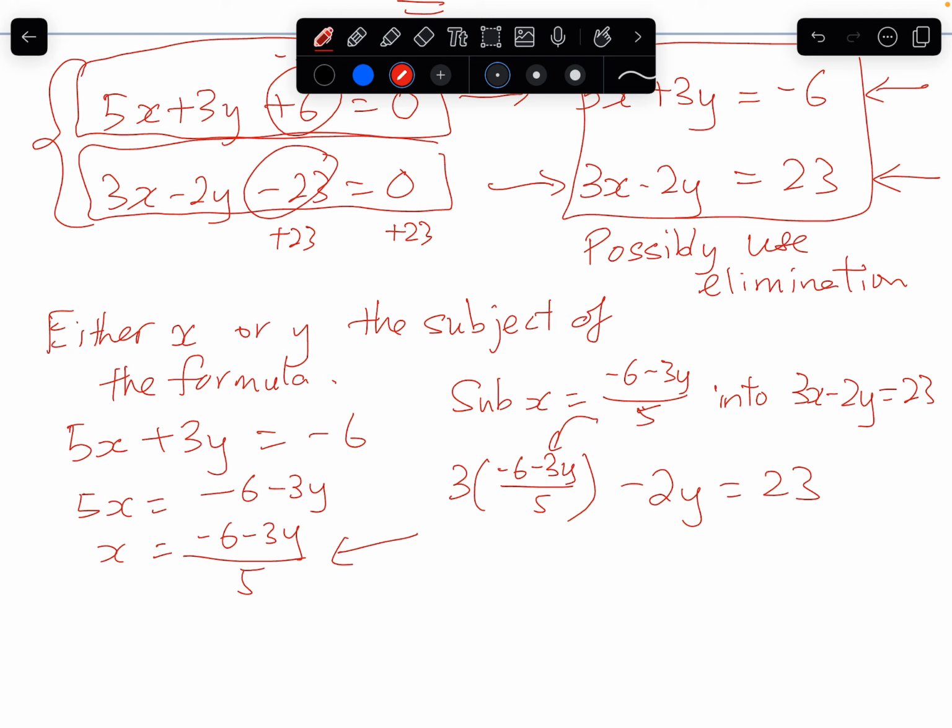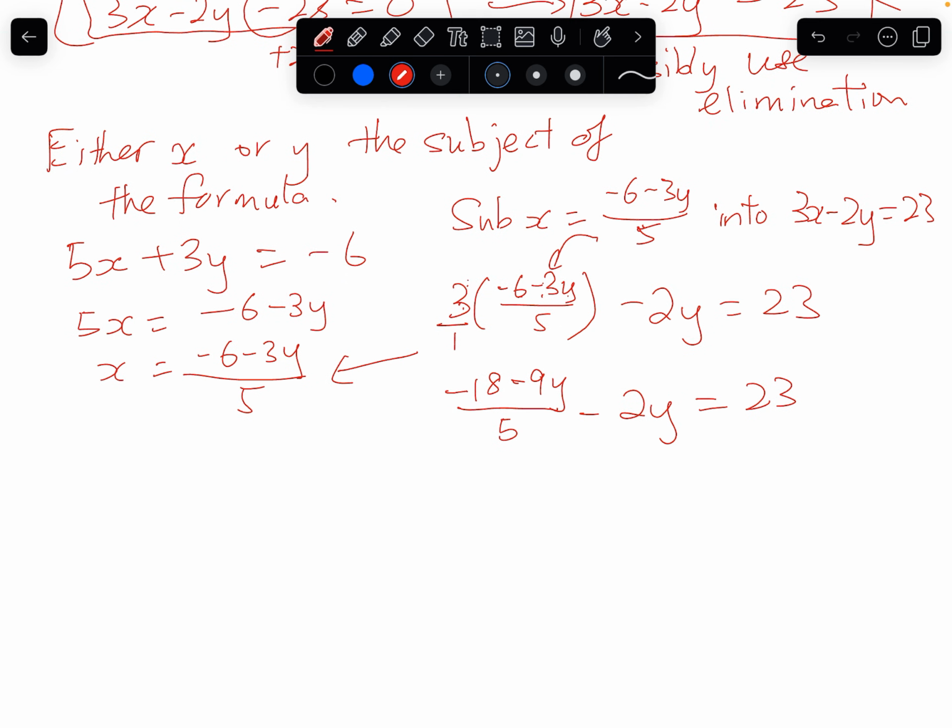So what I'll do is I'm going to multiply this fraction by 3 first. So remember, when you multiply a fraction, we know that 3 is just simply 3 over 1. So I just need to multiply the 3 to the numerator. One misconception is that a lot of students would multiply the 3 to the 5. That's incorrect, okay? So that's going to just give me negative 18 minus 9y, because if I take 3 times negative 6, that gives me negative 18. If I take 3 multiplied by negative 3y, that gives me minus 9y. So over 5 minus 2y equal to 23.